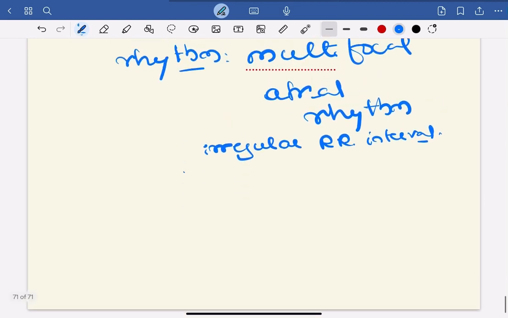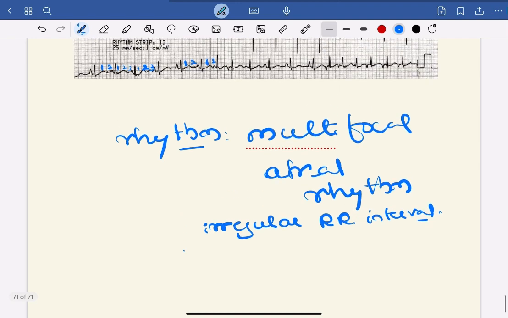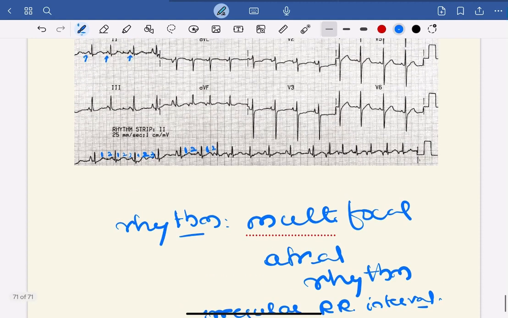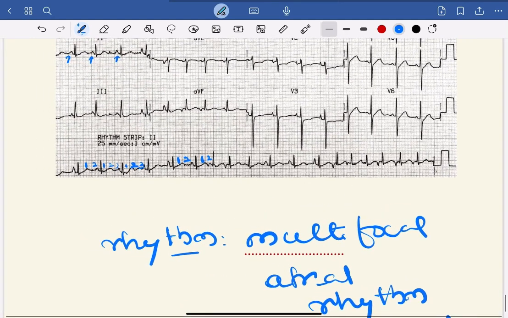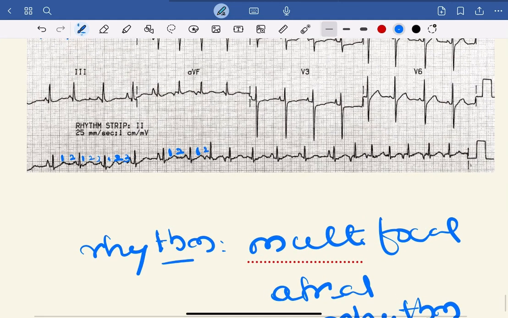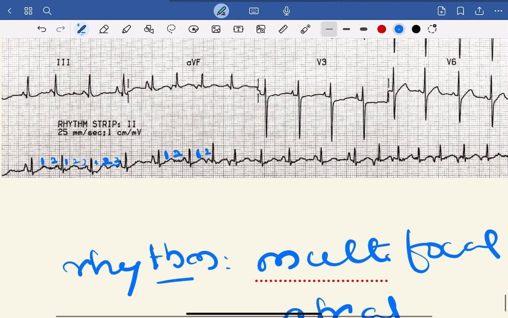Whenever the rhythm is irregular, we have to calculate rate by counting the number of R waves in a 6 second strip and multiplying it by 10. What is a 6 second strip? You have to calculate that in 30 boxes. 6 seconds means 30 boxes. So let's start from here.